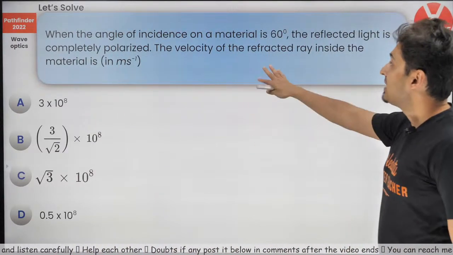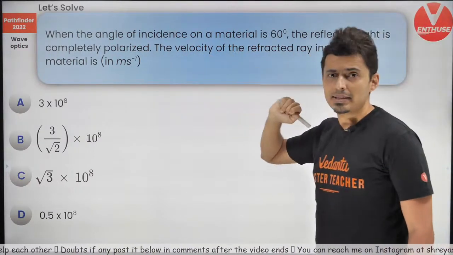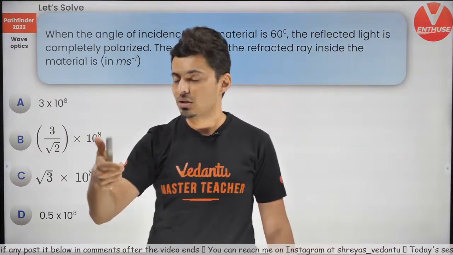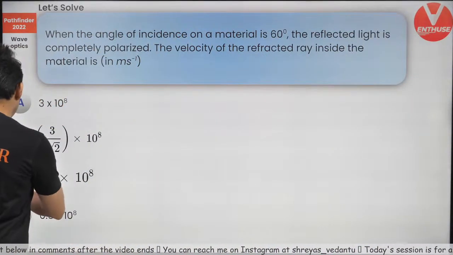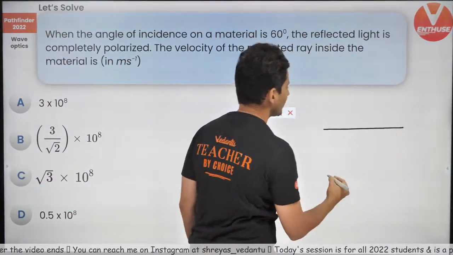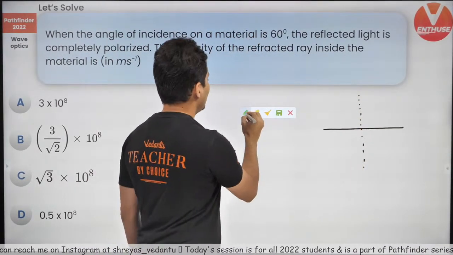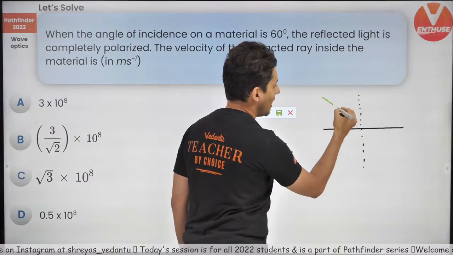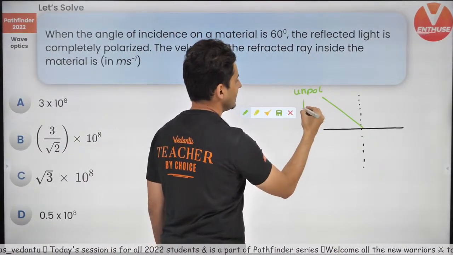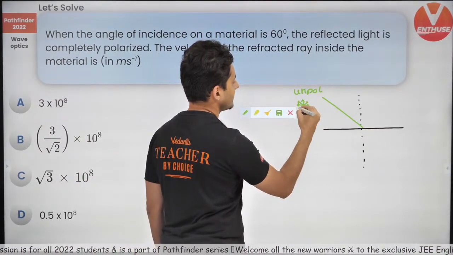When the angle of incidence on a material is 60 degrees, the reflected light is completely polarized, and the velocity of the refracted ray inside the material is how much? Two chapters combined together. Let me tell you what is happening. See, you have a medium. Let me just drop a perpendicular over here. And what you have is unpolarized light, meaning the plane of oscillation is in all possible directions.